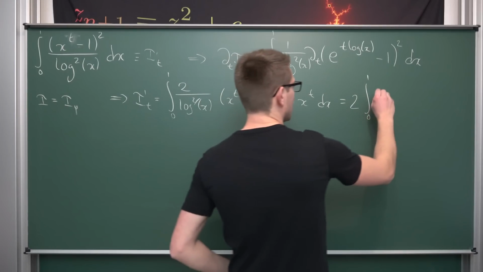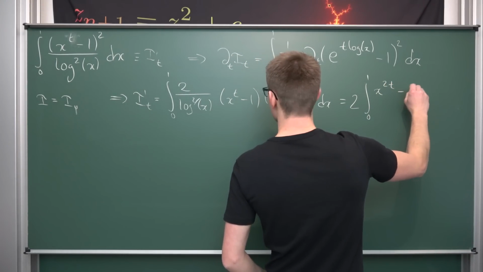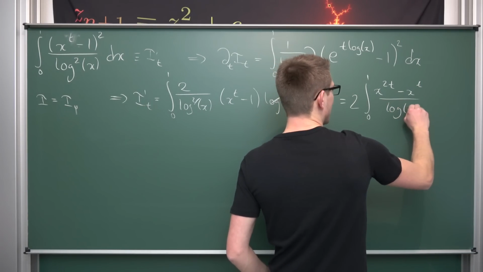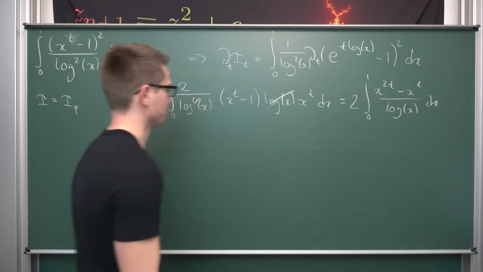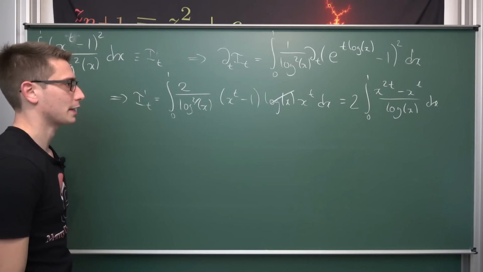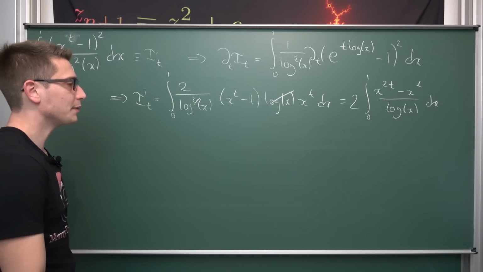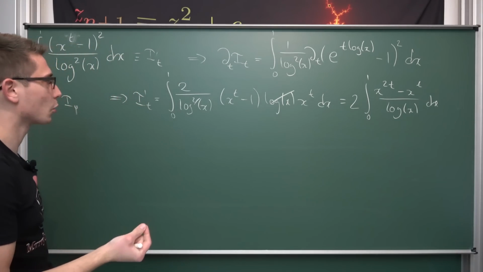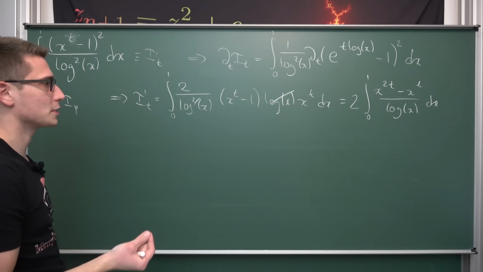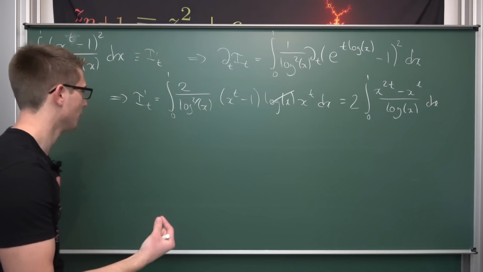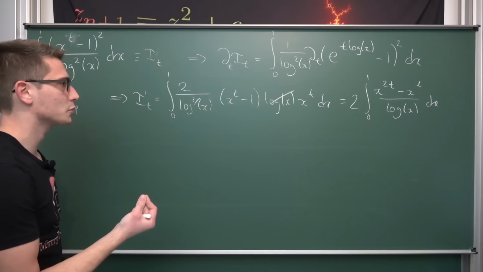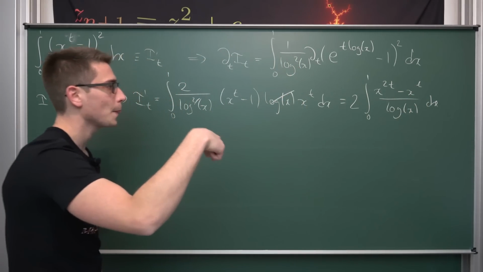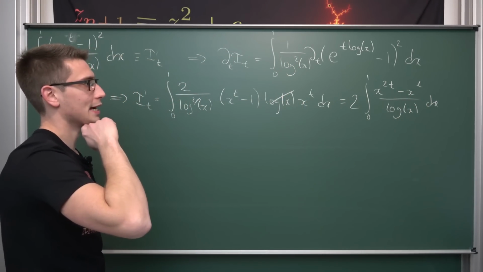Let's see, this is x to the 2t power minus x to the t power divided by log of x dx. I'm not certain, maybe if we differentiate this we are going to get an extra logarithm that we don't want there overall. But we are just going to give it a shot, because if we were to differentiate those once again, we are going to get rid of the logarithm of x definitely.